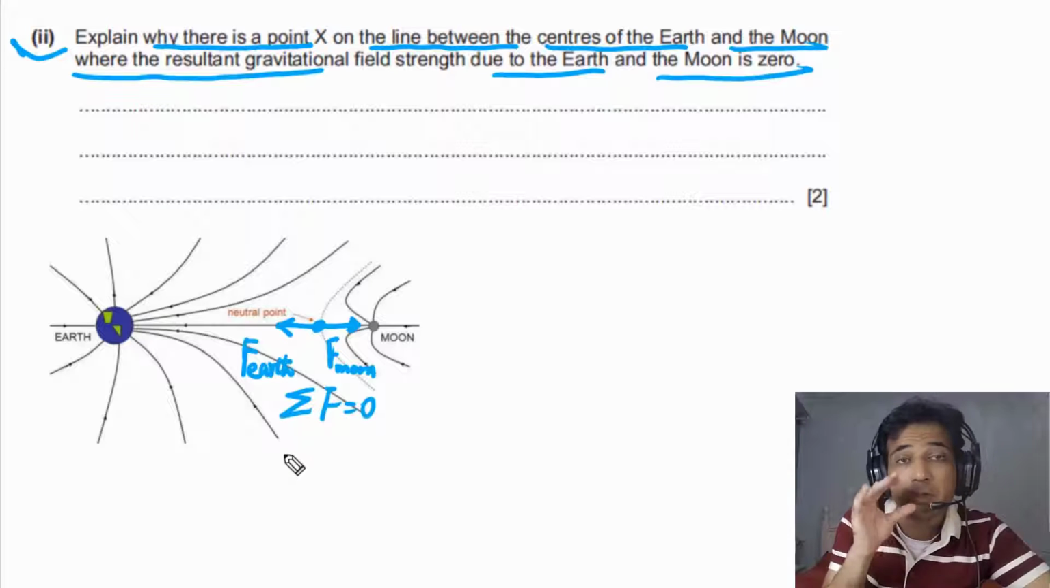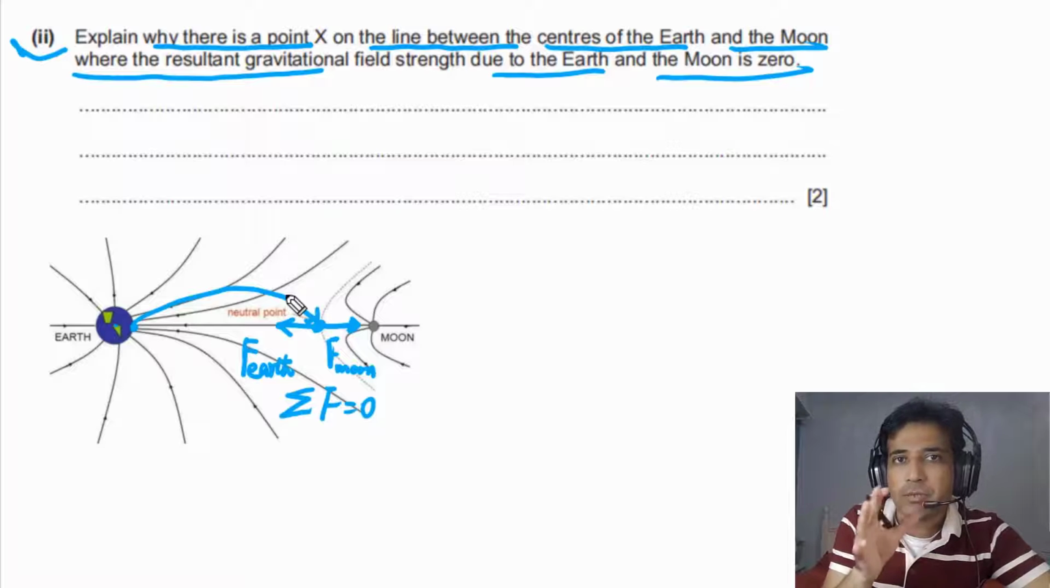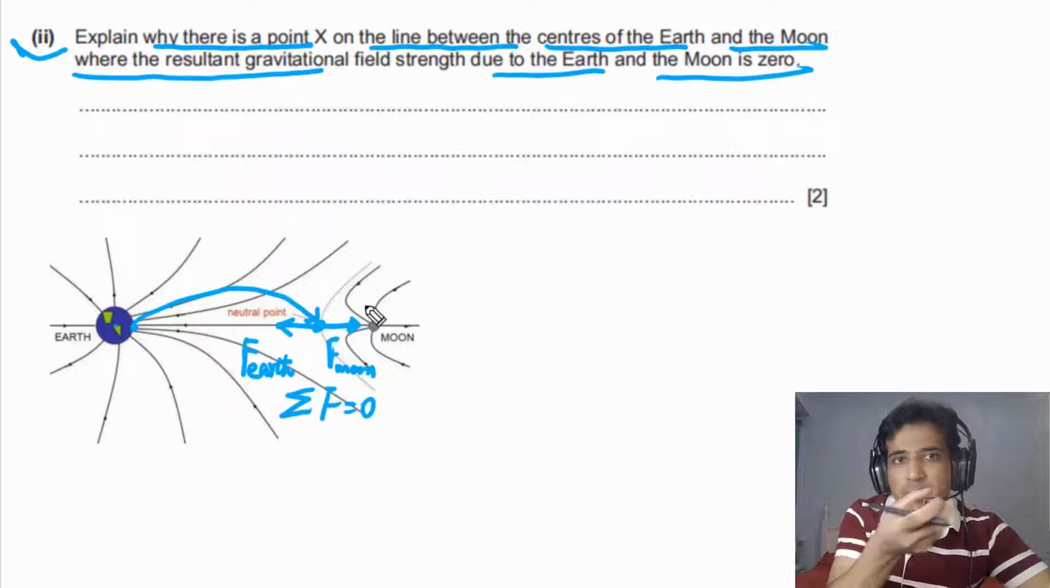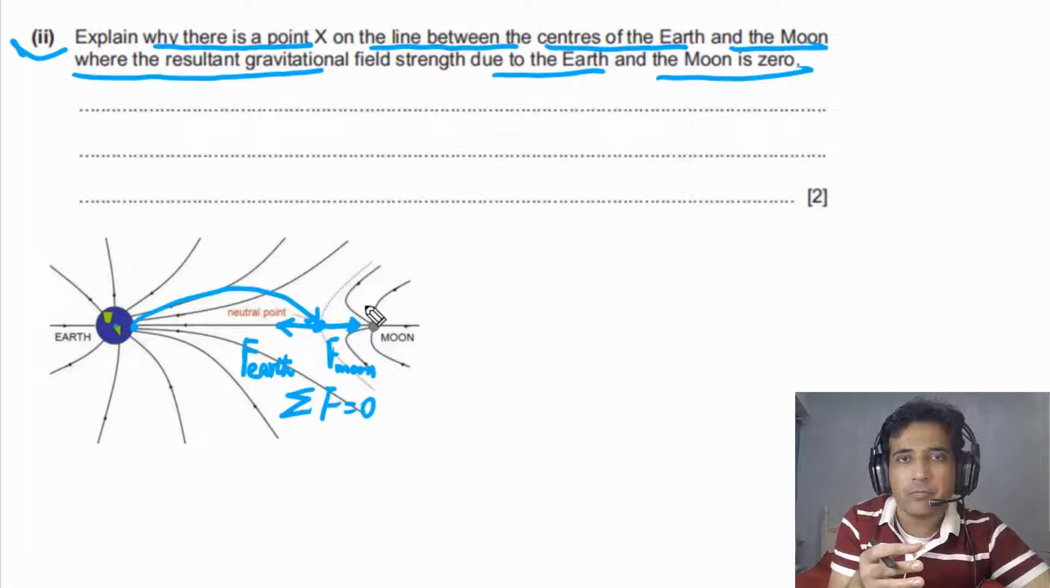And this point is very important, because if you want to send an object from the surface of Earth to the moon, you only need to provide enough energy so that the object can reach this neutral point. After that, we no need to supply energy, because then the moon will take over, and due to the attractive force of the moon, the object will be attracted towards the moon. And this is very important when we send any mission to any other planet, or any mission to the moon. So the understanding of the neutral point is very important.